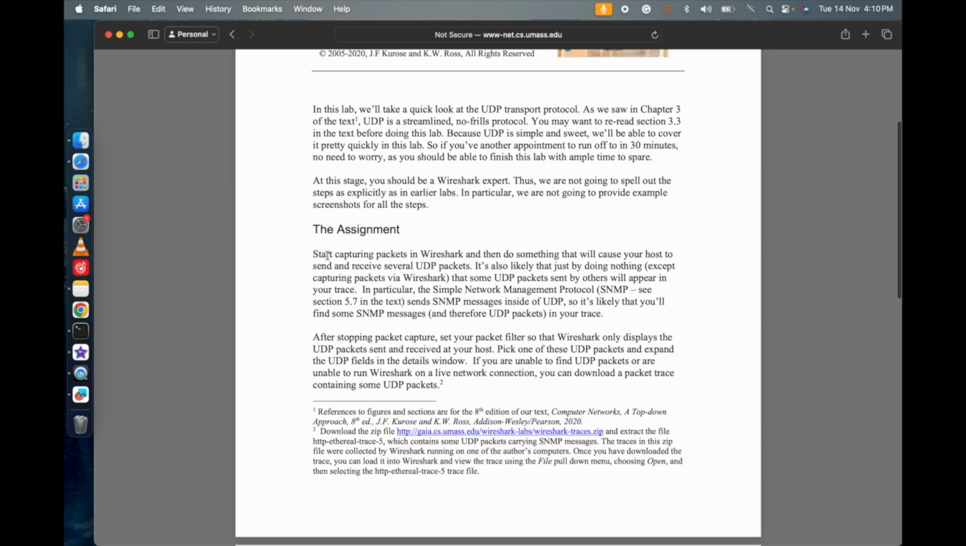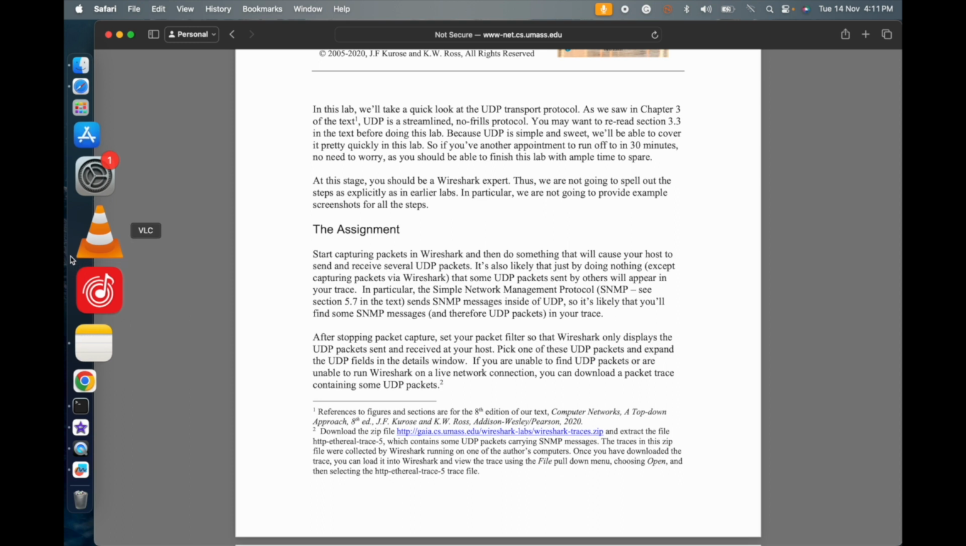Over here it says start capturing packets in Wireshark and then do something that will cause your host to send and receive several UDP packets. It's also likely that just doing nothing except packet capturing via Wireshark, some UDP packets will be sent by others and will appear in your trace. Okay.